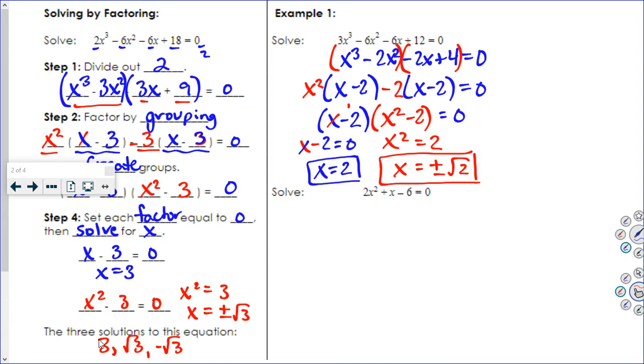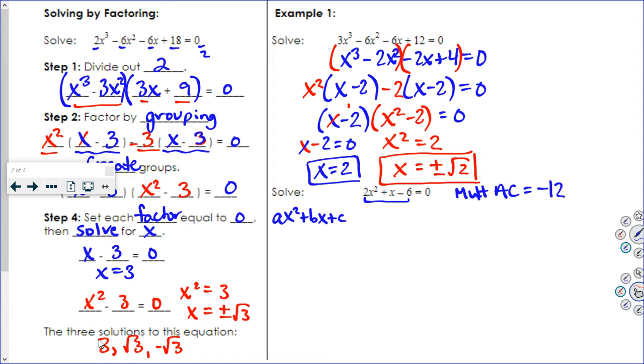So first thing that you would want to do is multiply your first and your last term. I'm going to call that AC because that's your A term and your C term. Reminder, the reason I call that AC is it's in the form ax squared plus bx plus c. Multiply those two values together, you get negative 12.